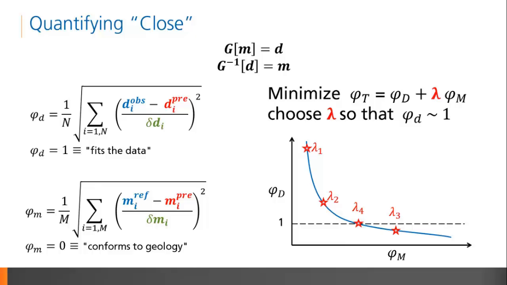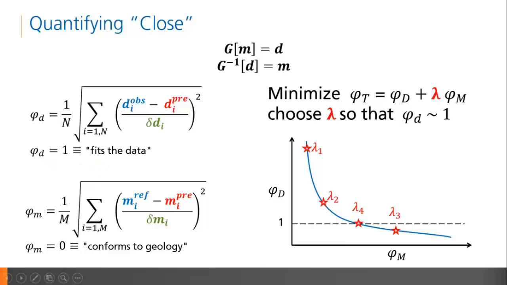We can quantify the closeness between the predicted model response and our observed data with this equation here, known as the data misfit. Here we have the observed data, and here the predicted model response. The difference between the two is normalized by the error in the observed data. When the difference is equal to the error, this data misfit equals 1. And we find that the inversion is fitting the data and not the error, which is good.